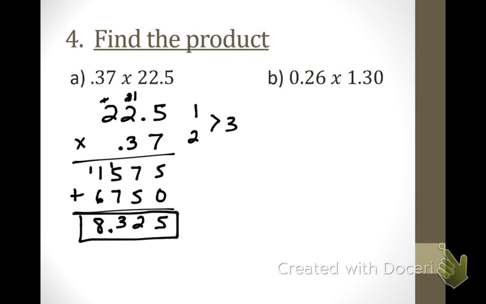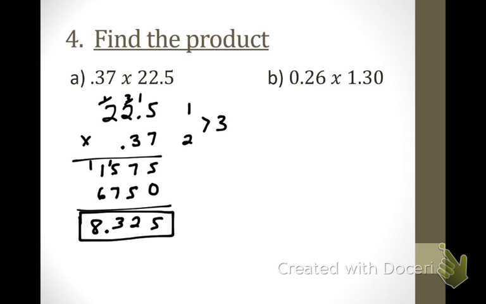All right, does anyone have a question for me if it didn't make sense? Okay, go ahead and go to the right-hand side. I want you to write down problem B and then try to work that out on your own. Okay, here we have 0.26 times 1.30. All right, how many places over is the first one? 2, and the second one? And together? I'm going to move it 4 places, okay?